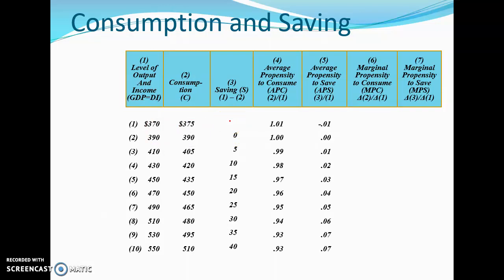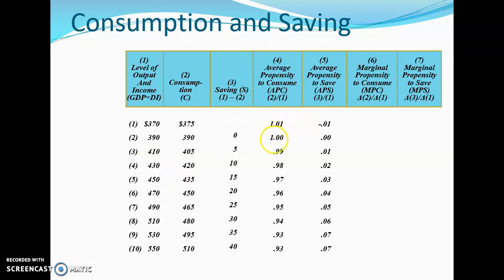And how can you find out the average propensity to consume? The formula of the average propensity to consume is equal to the consumption divided by the income. You have to divide these values over these values in terms of the similar rows. That's 390 divided by 390, 409 divided by 410, and the same like this.